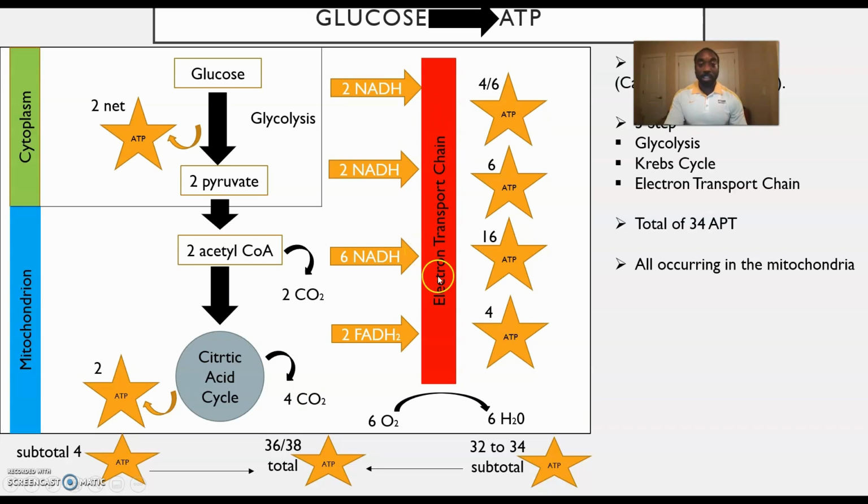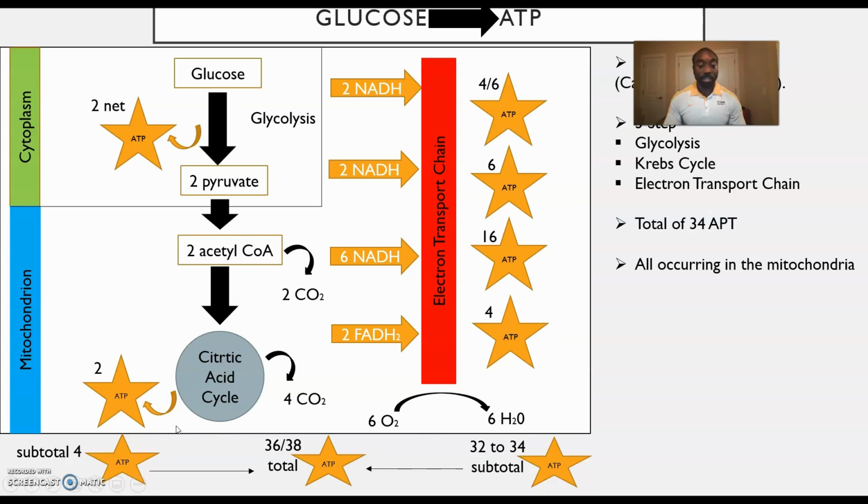Next is the electron transport chain, where 2 NADH, 2 NADH, 6 NADH, and 2 FADH are used and move through, which create 4 to 6 ATP, 6 ATP, 16 ATP, and 4 ATP. Also, through this, we need to be able to transfer the oxygen over into water, or H2O, 6 H2O.